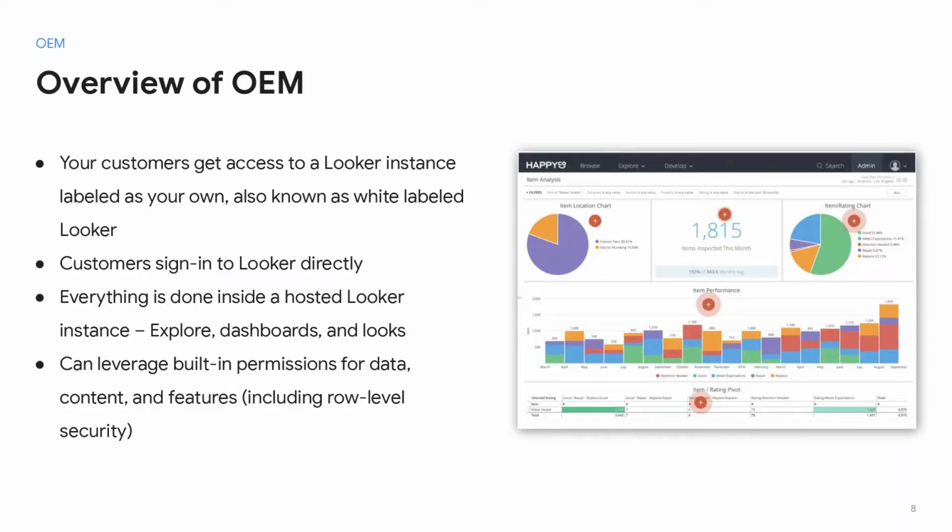OAM is essentially a standard Looker instance, but with your logo. Your customers sign in to Looker directly, just as your internal team would. All development work is done inside the Looker platform, and you have full access to all the same functionality. As such, you can leverage the built-in permissioning capabilities to limit the data, content, and features your customers have access to. This includes locking down security to your data at the granular row level.